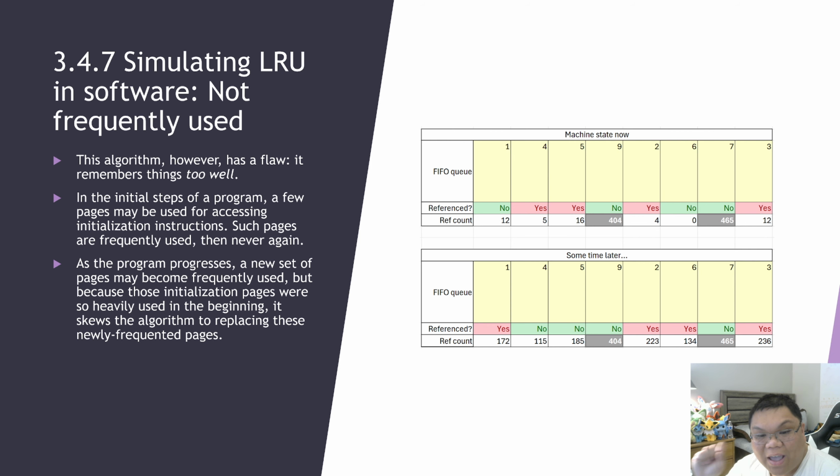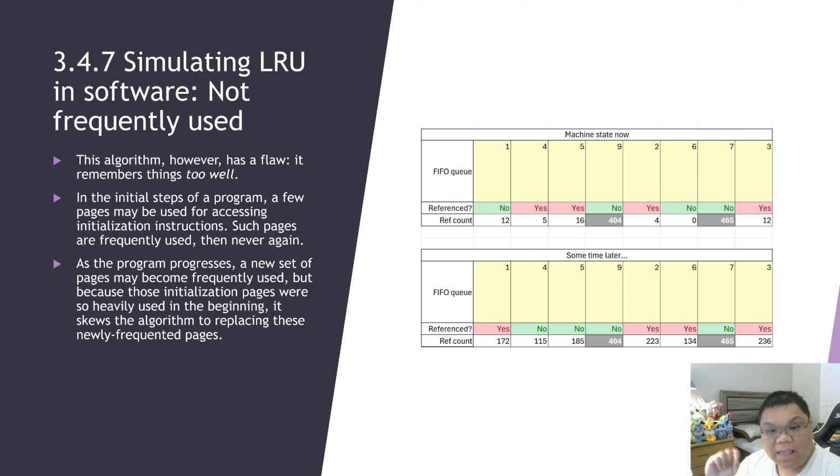But there is actually a way to make this work. One way to do that is to periodically divide the reference count by 2 each time. So maybe there's another timer where the reference count is divided by 2, and then we round down accordingly. So over time, the reference count of all of these pages are going to decay exponentially.